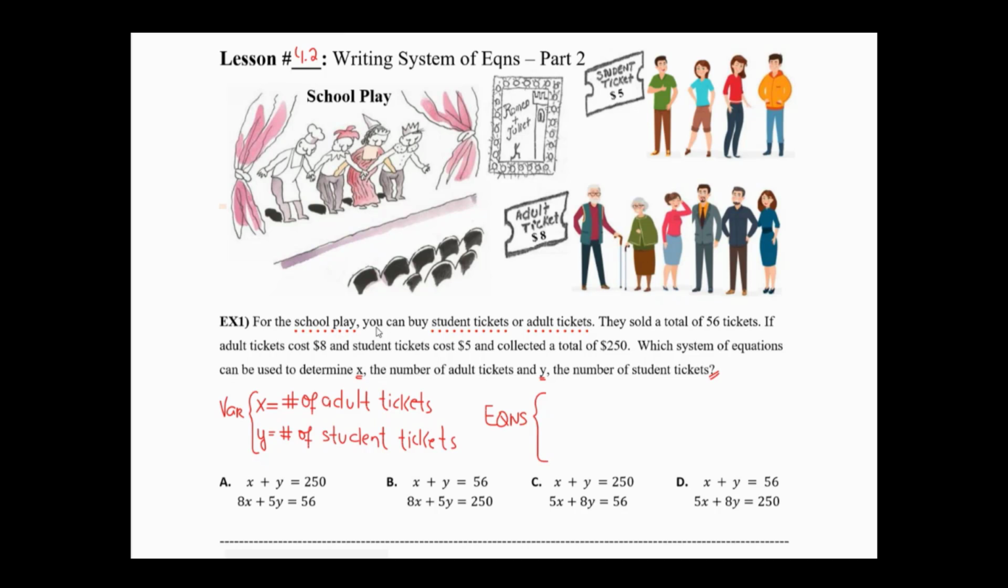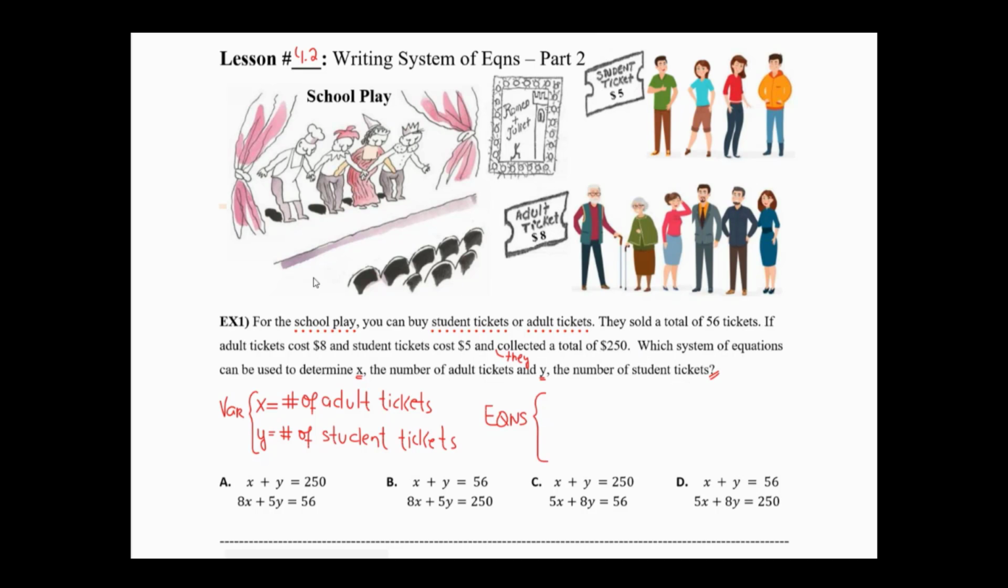For the school play, you can buy student tickets and adult tickets. They sold a total of 56 tickets. If adult tickets cost $8 and student tickets cost $5, and I guess I forgot to write there that they collected, or the school collected, so let's write they right there, and I apologize for my mistake, they collect a total of $250. Which system of equations can be used to determine X, the number of adult tickets, and Y, the number of student tickets?